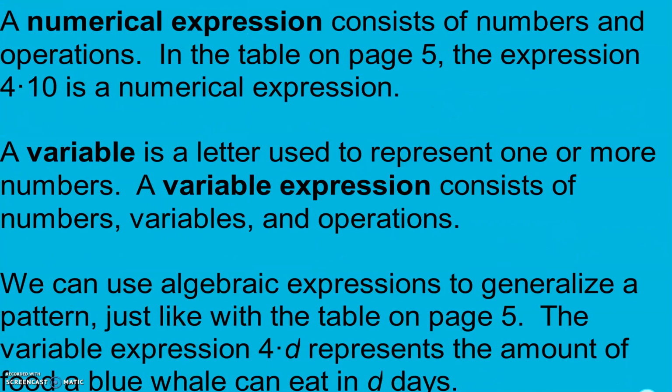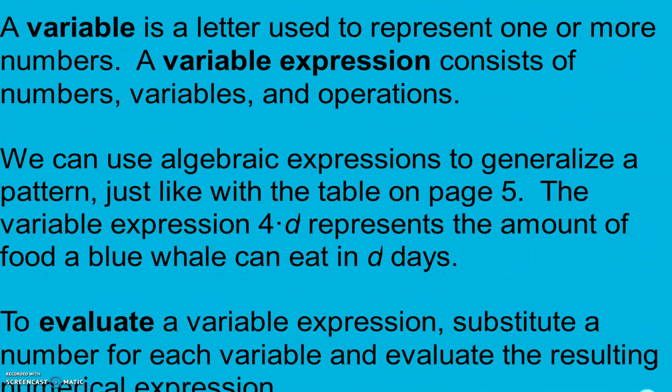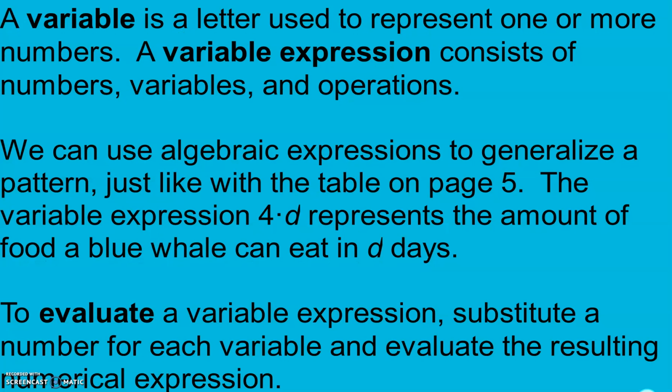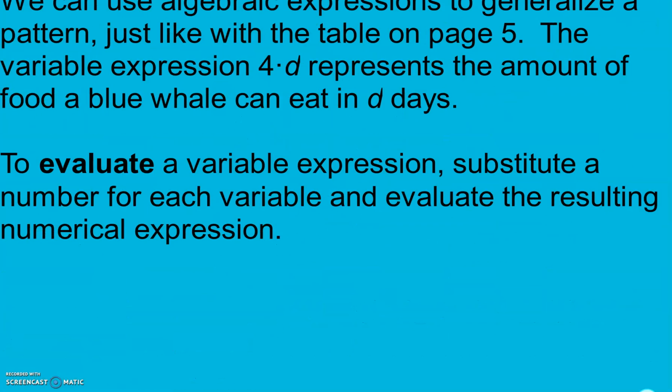A variable is a letter used to represent one or more numbers. A variable expression consists of numbers, variables, and operations. So in order for it to be a variable expression, it has to have a variable in it. We can use algebraic expressions to generalize a pattern, just like with the table on page 5. The variable expression 4 times d represents the amount of food a blue whale can eat in d days. So to evaluate a variable expression, we substitute a number for each variable and evaluate the resulting numerical expression.